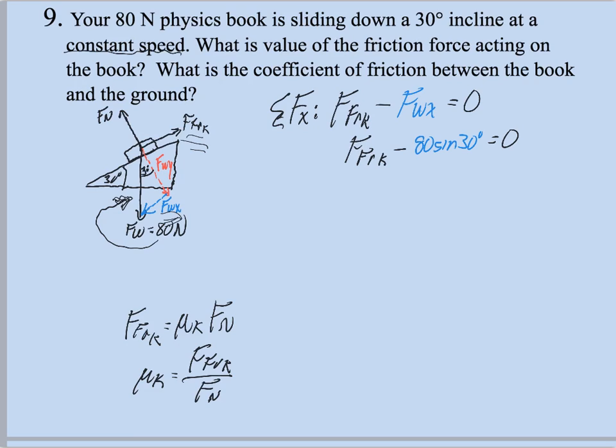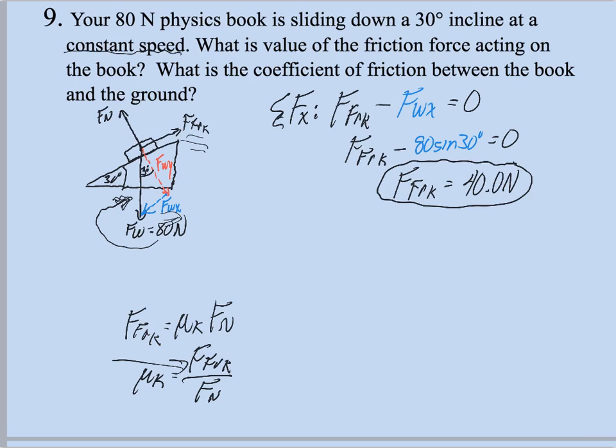And since I know they cancel out to 0, I know that that value, whatever it is, 80 sine 30, is the same value as my friction force. And that just happens to be 40 newtons. And that is one of the things they wanted us to find, the friction force. And I know I'm going to need it down here later on.